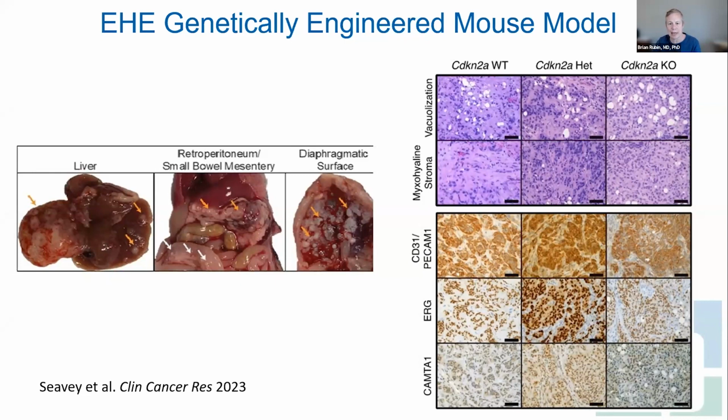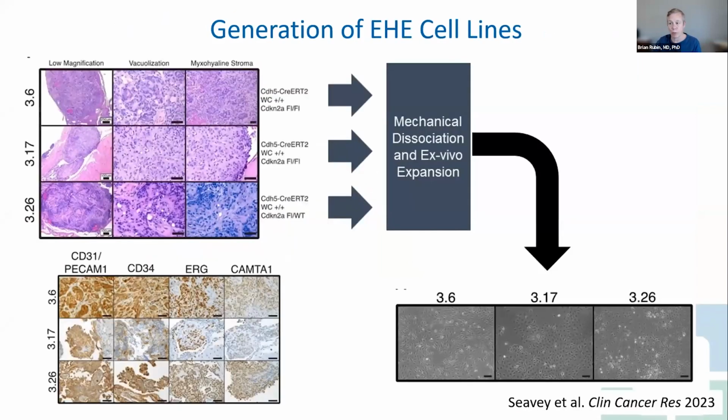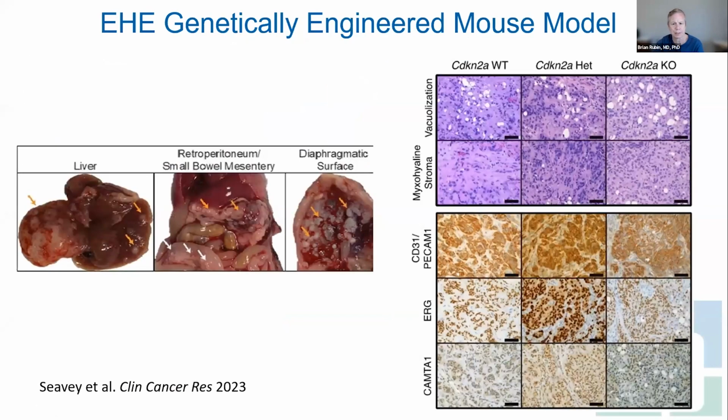Now, it's allowed us to do lots and lots of stuff. One of the most important things that we've been able to do is to generate cell lines, and we can actually generate pretty much as many cell lines as we want now, from these mice that have EHE with loss of CDKN2A. Here are 3 tumors that we took. We dissociate them, so we grind those tumors up, chuck them into a dish and grow them up. And we were able to grow them into cell lines. So here are 3 cell lines that we work with a lot: 3.6, 3.17, and 3.26. We again just published this very recently in Clinical Cancer Research. It was a paper we published in January.